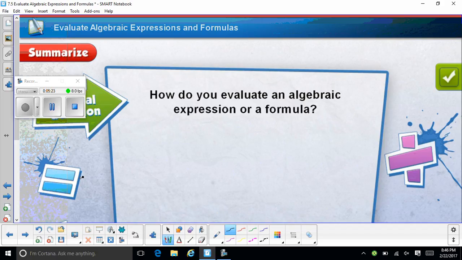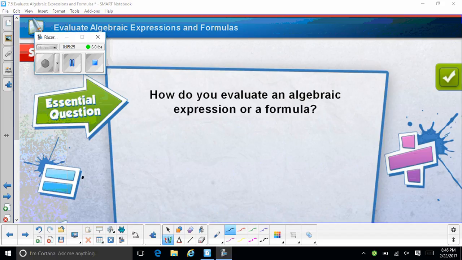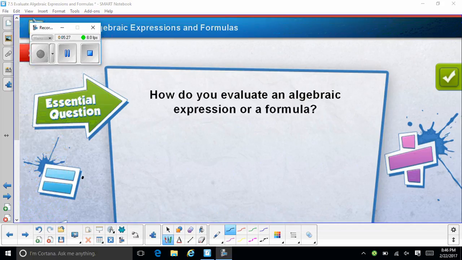All right, finally, our essential question. How do you evaluate or solve an algebraic expression or a formula? This should be a 1 to 2 sentence summary explaining the steps on how you would do this. I look forward to discussing this with you in class.